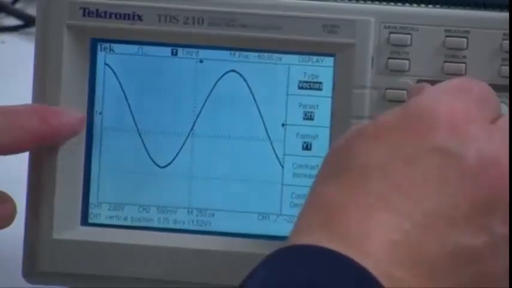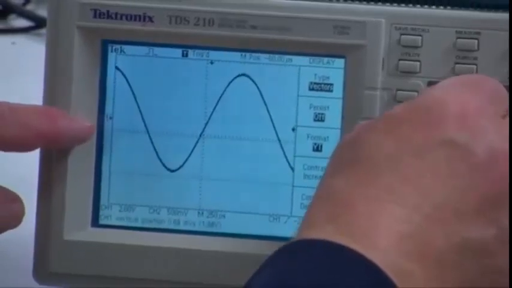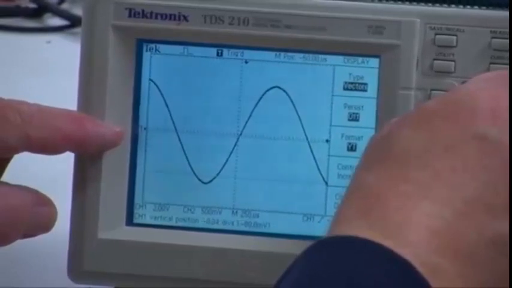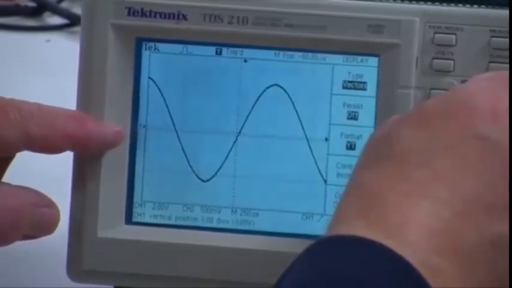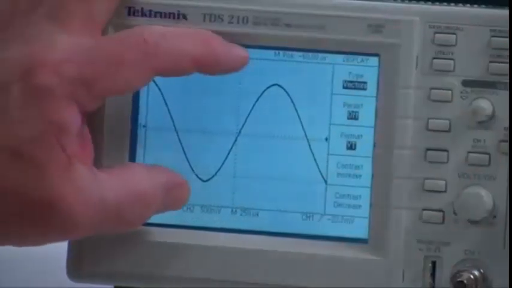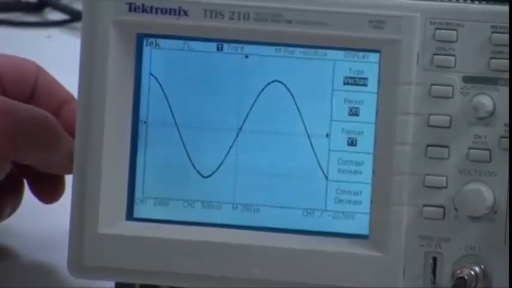There's a number and an arrow, in this case number 1, and that tells us where the 0 point of the signal is. So a lot of times we'll want that set right on the x-axis so that the signal is centered on the screen.